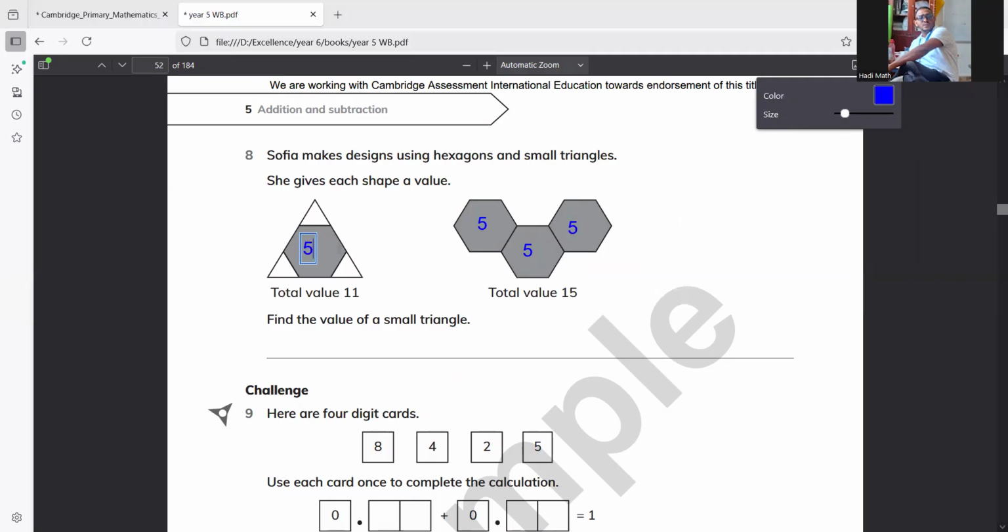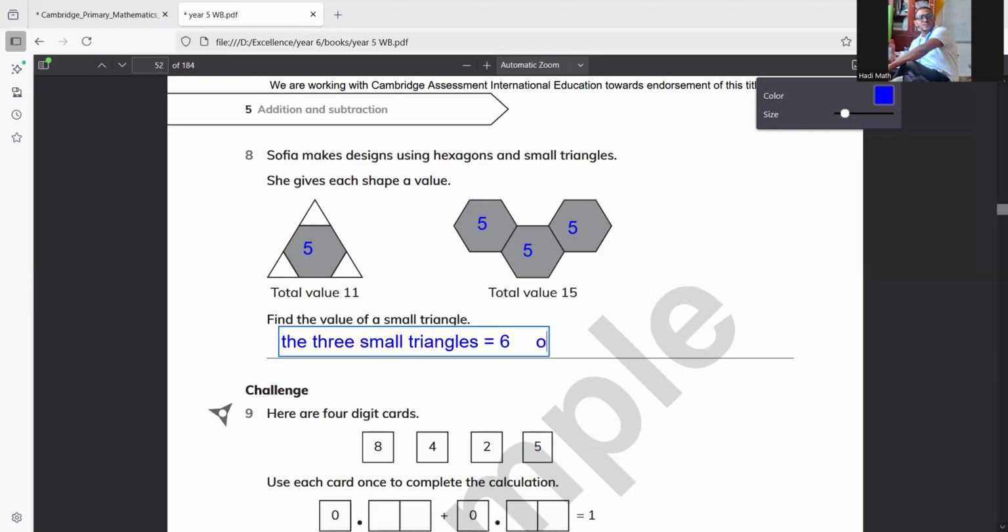This hexagon is 5, okay? That means the three small triangles equal what? Equals 6, because when all of them together are 11, 11 minus 5 means those are 6. Because 6 and 5 give you 11. Because here the total is 11.